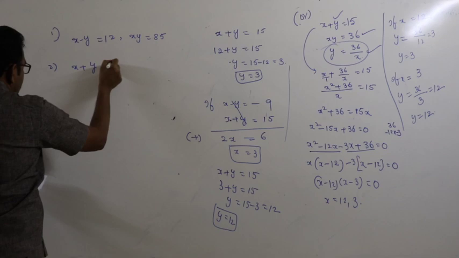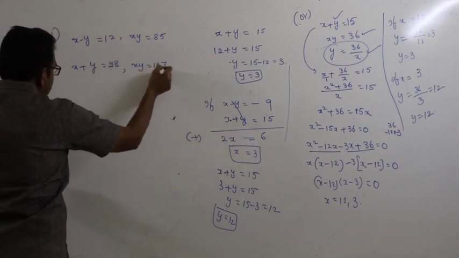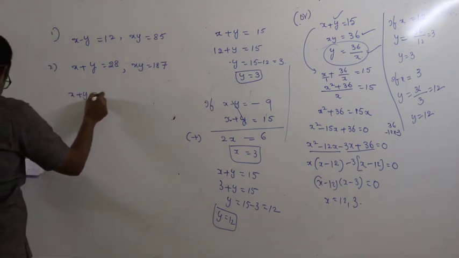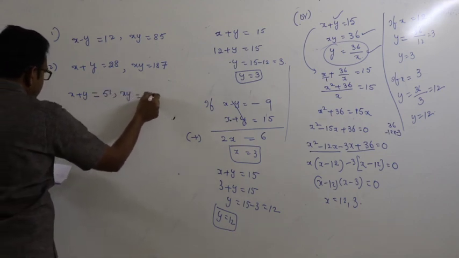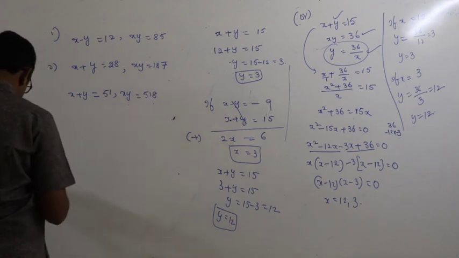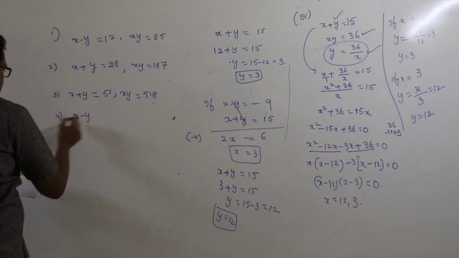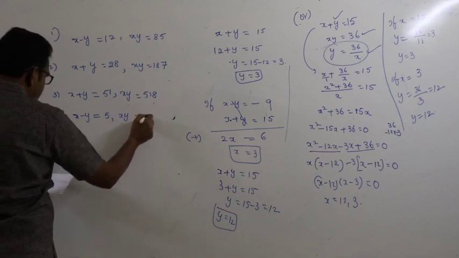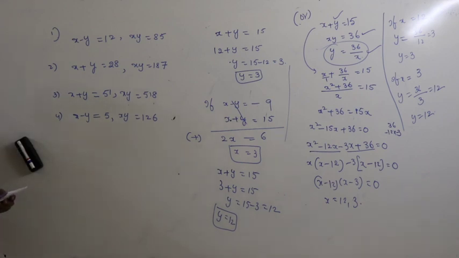x plus y is equal to 28, xy is equal to 187. x plus y is equal to 51, xy is equal to 518. x minus y is equal to 5, xy is equal to 126. Solve these equations.